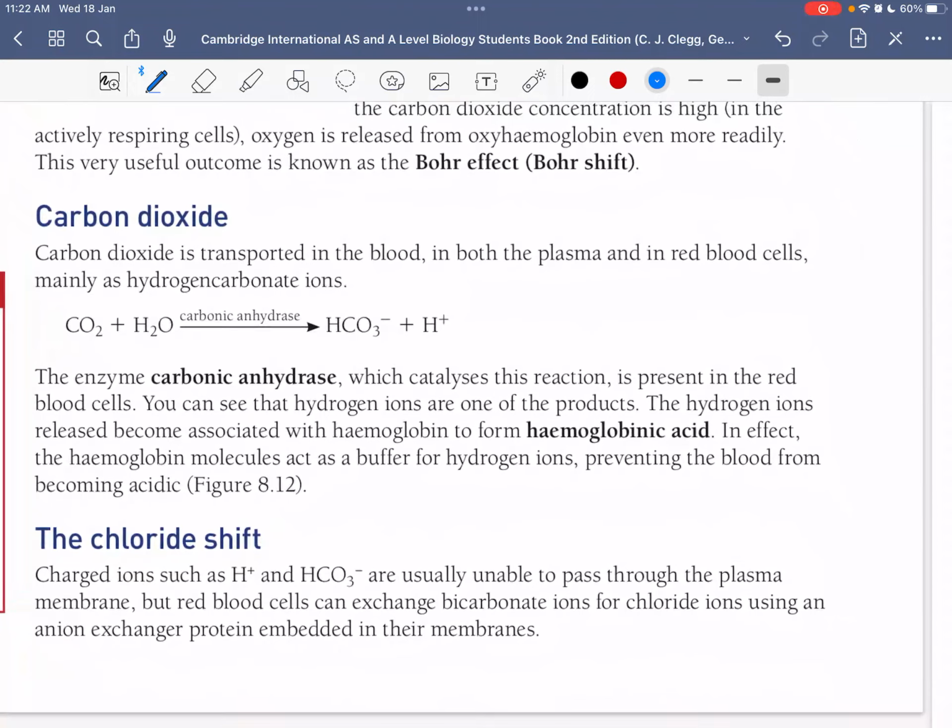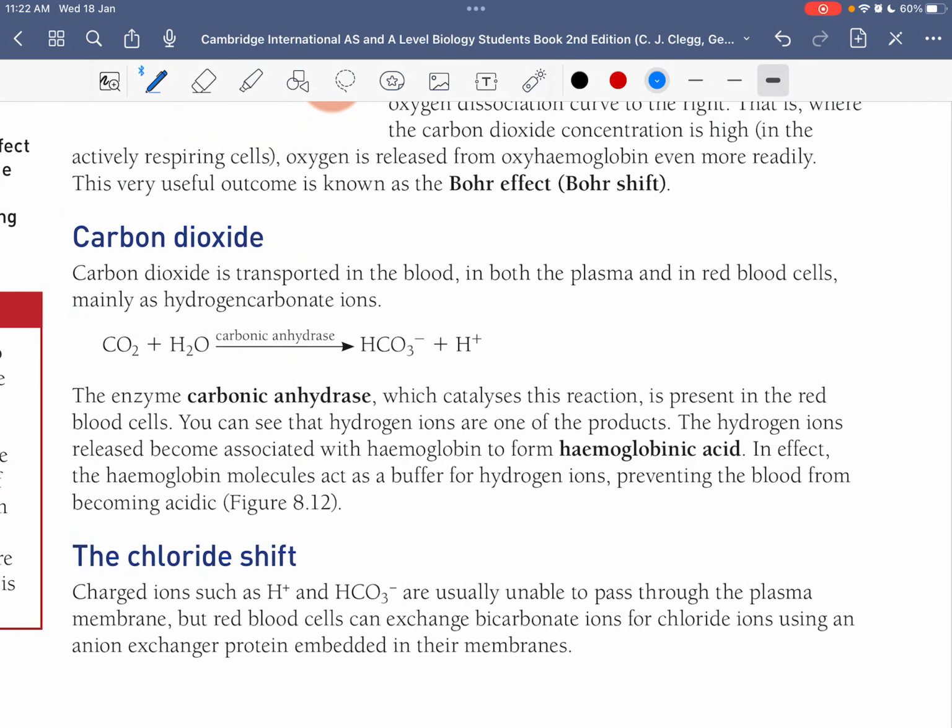So let me just read from this paragraph, and let me tell you that this is not your textbook, it's not Mary Joan, it's some other A-level textbook. I think it's the Oxford textbook, but I found this topic interesting over here, so I'm sharing it with you. The carbon dioxide gas is transported in the blood in both the plasma and the red blood cells. We just discussed it in the class today.